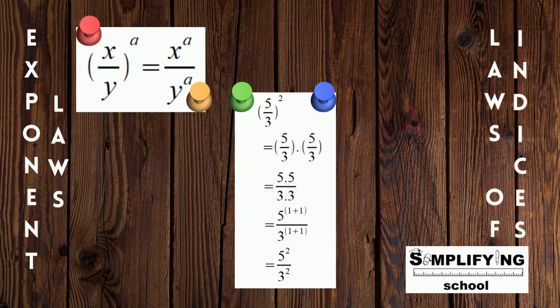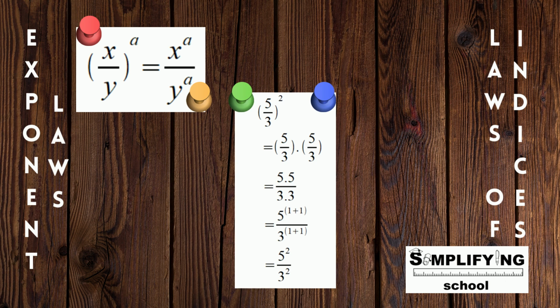Next up we've got a fraction. So we've got x over y all to the power of a is equal to x to the power of a over y to the power of a. Now this one I'm going to use 5 over 3, the 5 over 3 to the power of 2. Once again I'm going to write that squared bracket as 5 over 3 times 5 over 3. Now it's top times top, bottom times bottom, like we always multiply fractions. So we've got 5 times 5 at the top and 3 times 3 at the bottom.